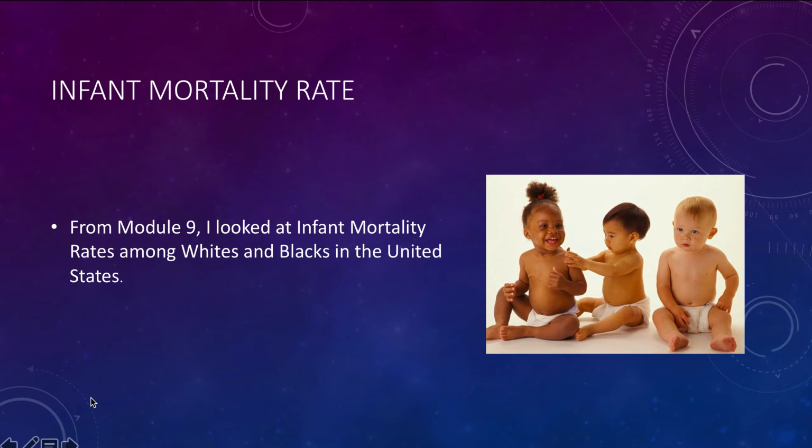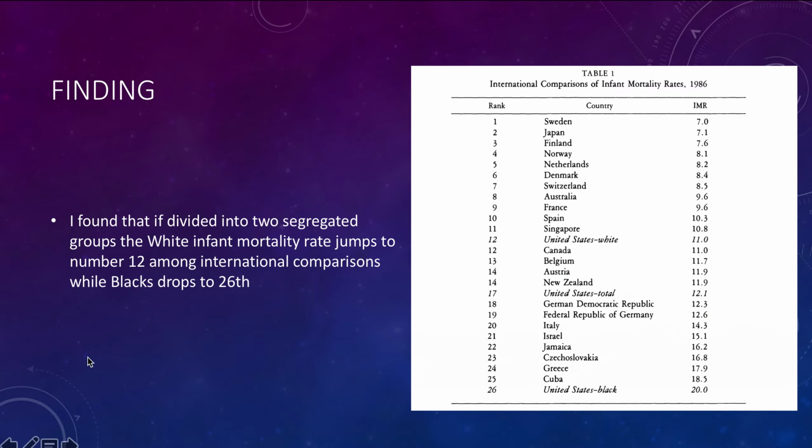Infant mortality rate. For Module 9, I looked at infant mortality rates among whites and blacks in the United States. I found that if divided into two segregated groups, the white infant mortality rate jumps to number 12 among international comparisons, while blacks drops to 26. As you can see in the table to the right, the US white is at 12, and the United States blacks are at 26.